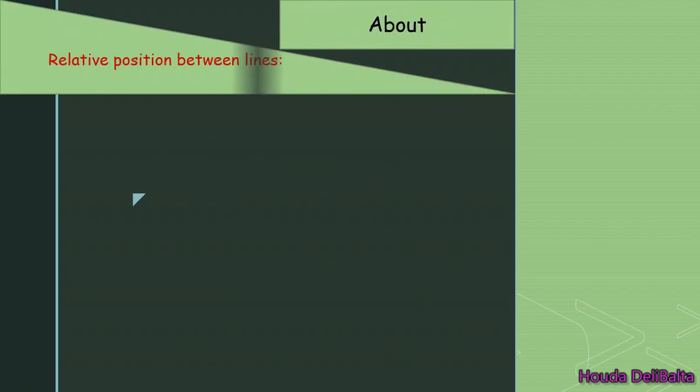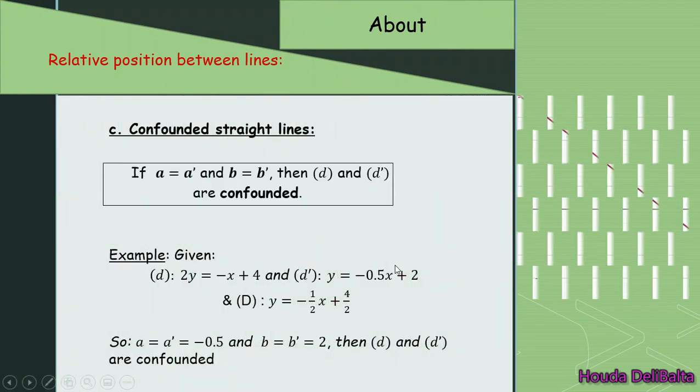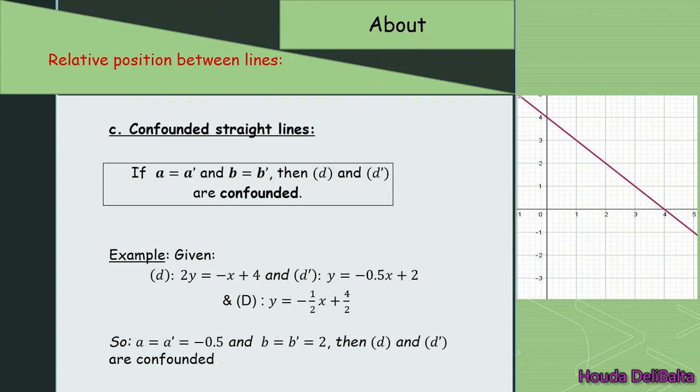And let's continue about the relative position between lines. Here are confounded straight lines. If a equals a prime, as you know, the slopes are equal, and if the y-intercepts are also equal, then D and D prime are said to be confounded.